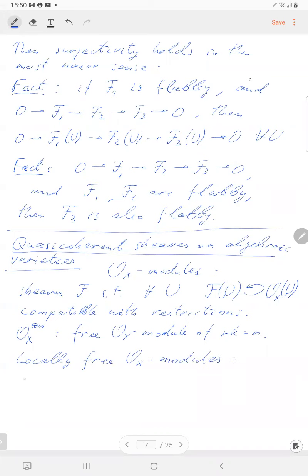So these are sheaves such that there exists a covering, and the restriction of F to U_i is a free O_{U_i} module.